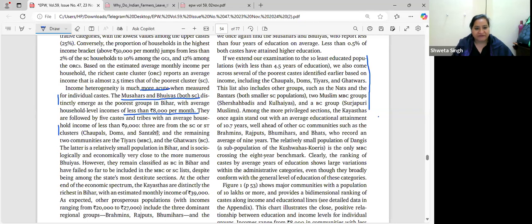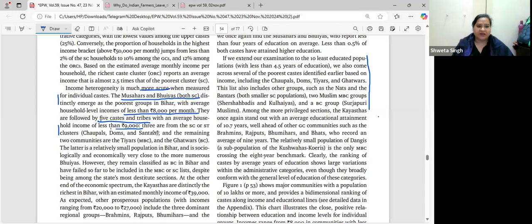So when we are talking about SC castes and tribes having an average income of like 9,000 rupees. Imagine SC castes and tribes having an average income of 9,000. We are not talking about India of the 1990s. We are talking of India of 2024.